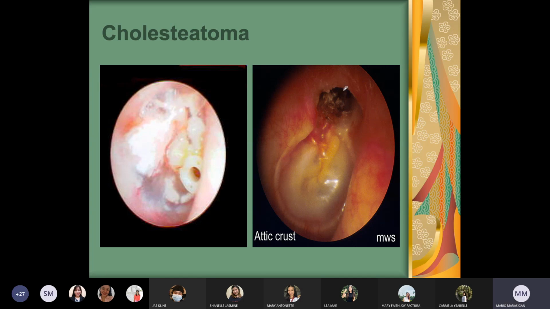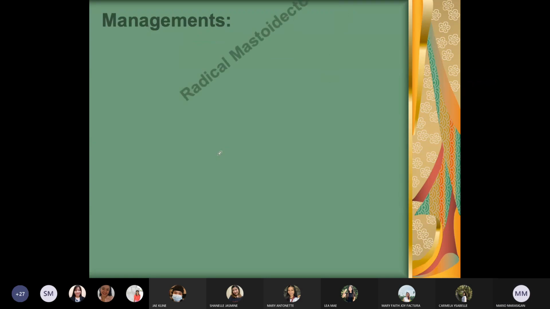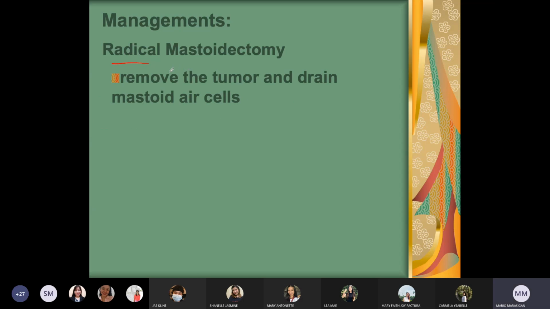So ito yung cholesteatoma. So management, radical mastoidectomy. When you say radical, di buo, no? Patanggalin yung mastoid area. So radical mastoidectomy is done to remove the tumor and drain the mastoid air cells.